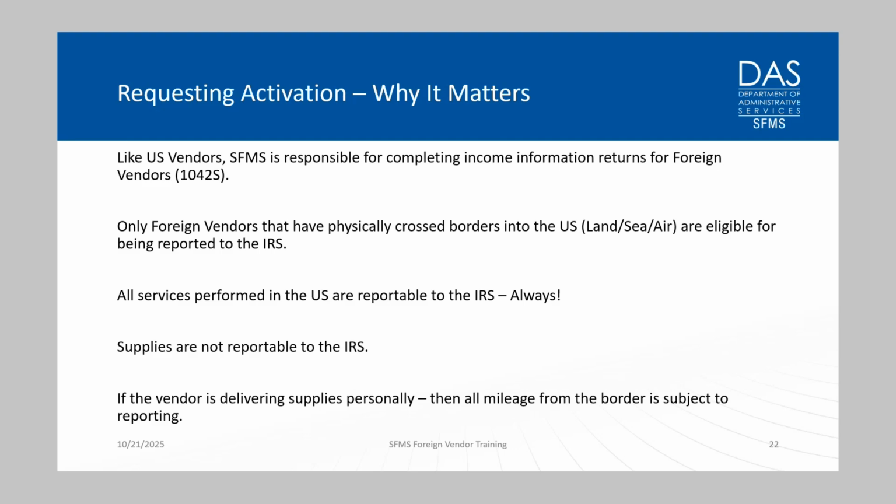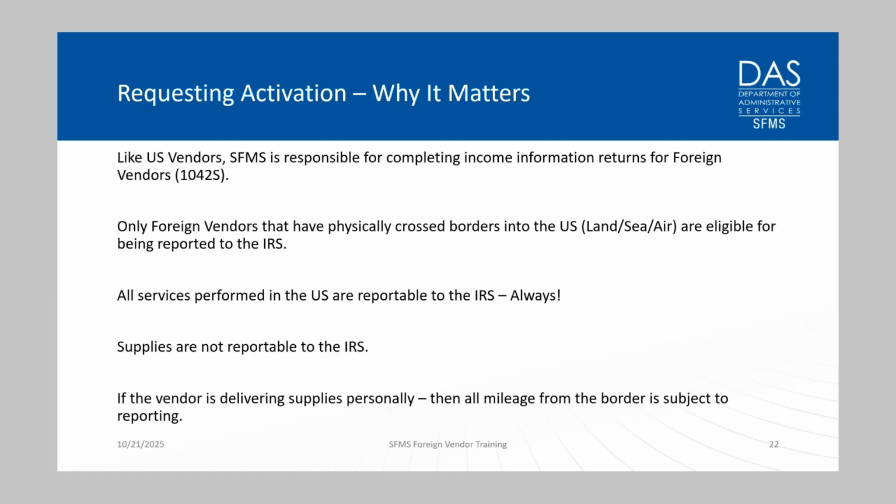Like U.S. vendors, SFMS is responsible for completing income information returns for foreign vendors. These are called a 1042-S. This is why land, sea, and air is not necessarily my favorite answer. Anyway, only foreign vendors that have physically crossed those borders into the U.S. are eligible to be reported to the IRS. And last year, the threshold dropped from 25 reported 1042s to 10.